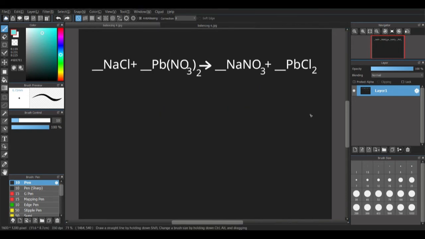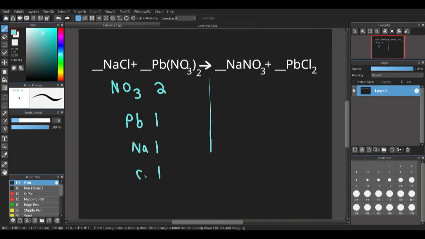For our fourth example, we're going to start using polyatomic ions, such as NO3. So, since there's NO3 on the left and the right, and it doesn't break apart, we could balance that whole NO3 as a unit on both sides. Now, that 2 outside of the parentheses means we have 2 of the whole polyatomic ion. And then we have 1 Pb, or lead, 1 Na, and 1 Cl.